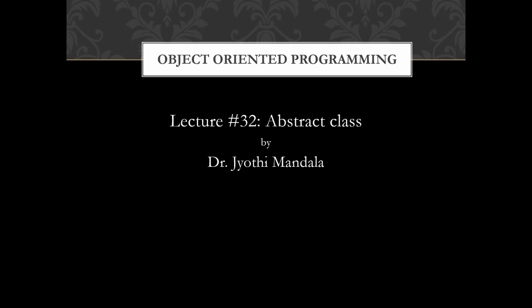We are learning about the inheritance concept. As part of inheritance, we have learned about different types of inheritance, what the final keyword is, what overriding methods are, the difference between overloading and overriding, and dynamic method dispatch. All these concepts we have already learned. So let us move to the next concept in inheritance, that is about abstract class.